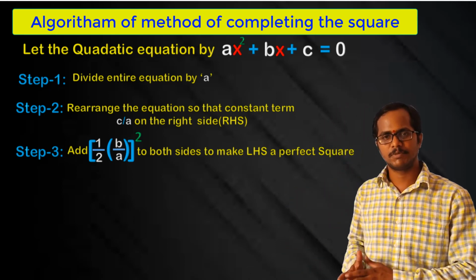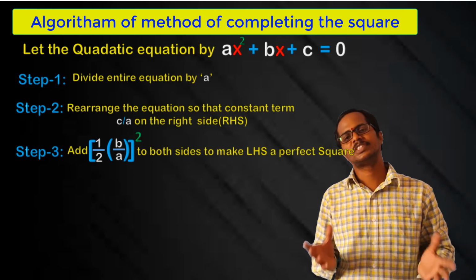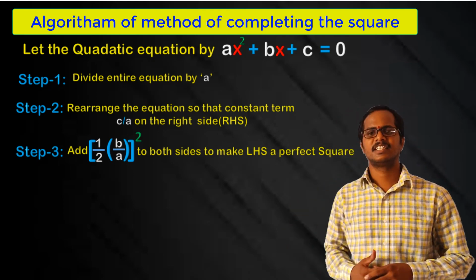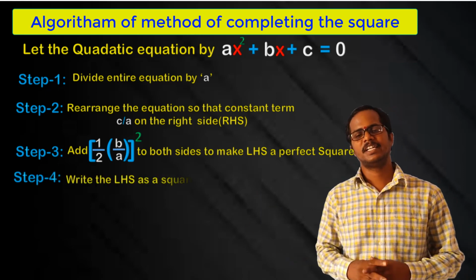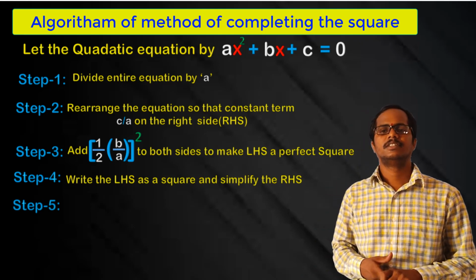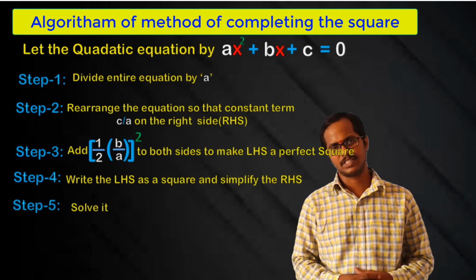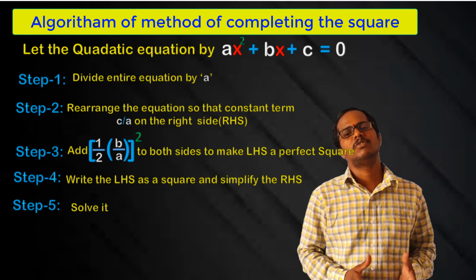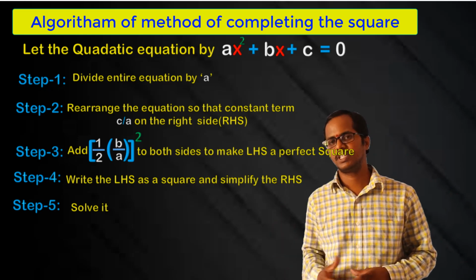So what is the step? Step 3: we have to add 1 by 2 into b by a whole square on both sides to make LHS a perfect square. In the next step, write the left hand side part as a perfect square and simplify the RHS part for the solutions. These are the steps that we follow in finding the solutions of a quadratic equation using the method of completing the square.